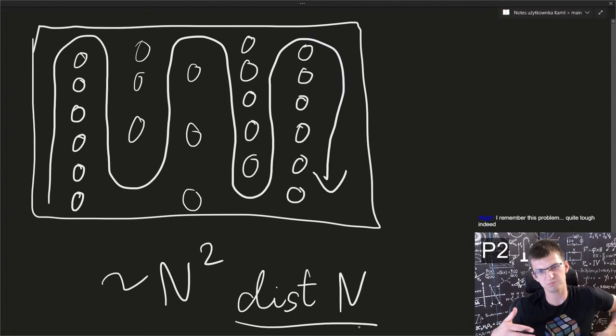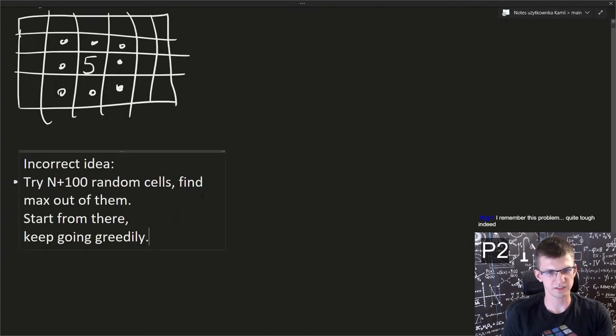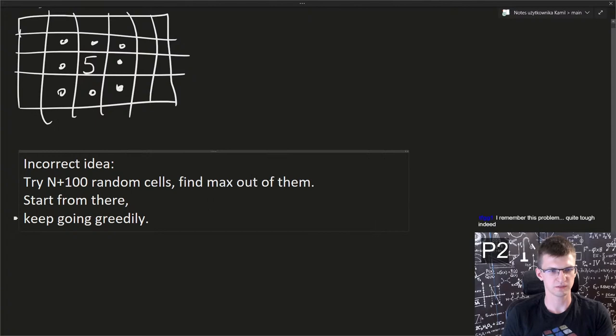Of course, there is some constant factor here. Those are estimations only, maybe 3 times n. But from time to time, you will exceed it. Like there is maybe 10% that actually your distance will be twice n. So for sure, if there are more than 100 tests, there will be one where you will fail. So this idea is not good enough.